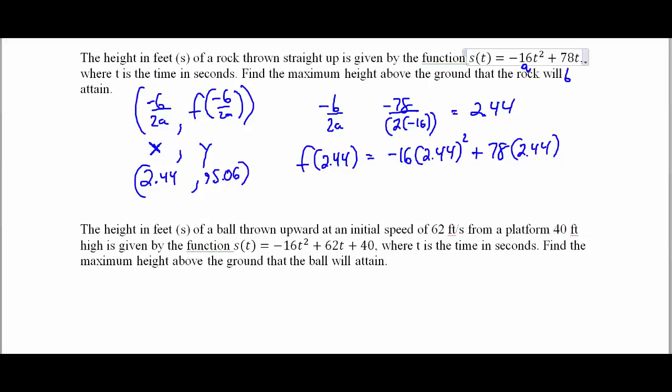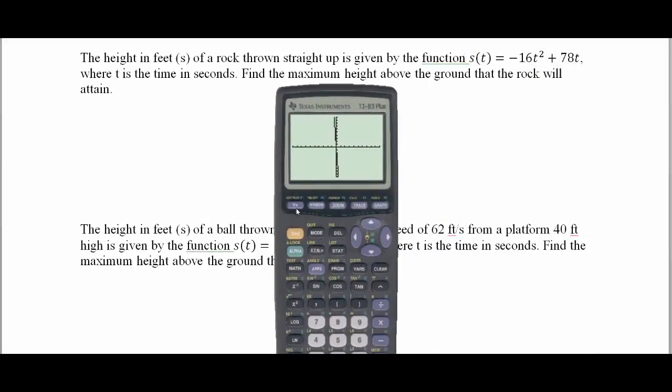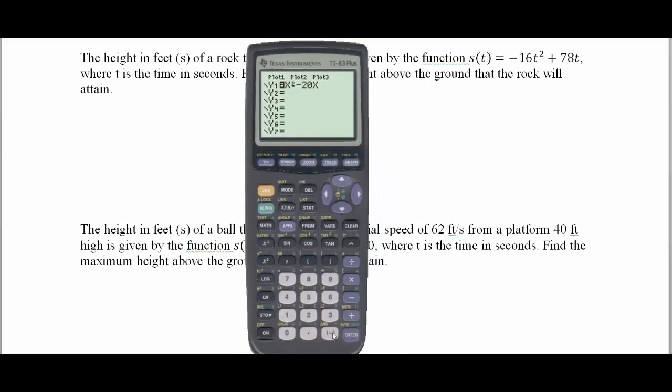Let's see how the calculator would actually help us get this answer. So what I'd have to do is go into my y equals and type in this equation. Please note that that's a negative 16t squared, so you'd type in negative 16x squared. And it would be a negative, not a subtraction sign, plus 78x. So then I'm going to hit graph. And remember I said that this hit its maximum spot at roughly about 2.5 seconds and at about 100 feet.